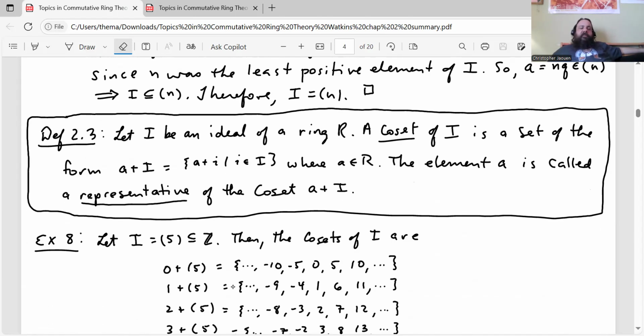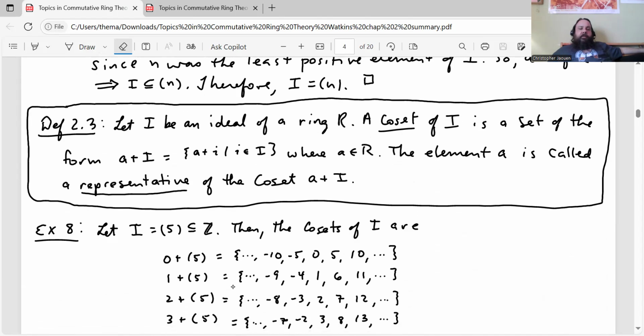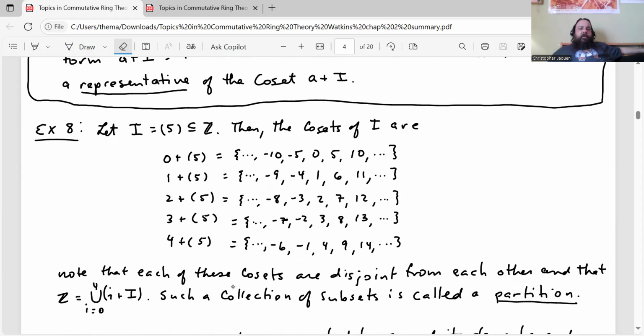All right, definition 2.3. Let I be an ideal of a ring R. A coset of I is a set of the form a + I, the set of all a + i, where i is an element of I and a is in R. The element a is called a representative of the coset a + I. Right, and then here we have an example.